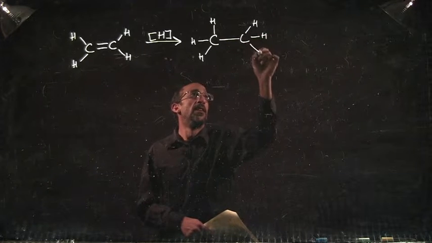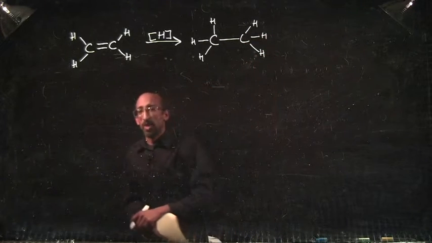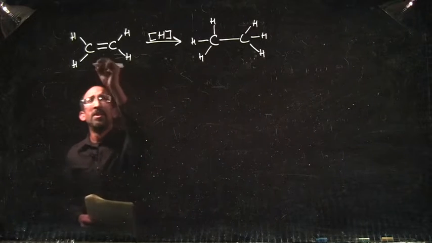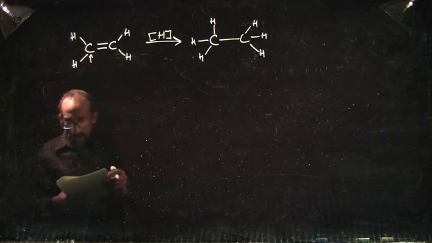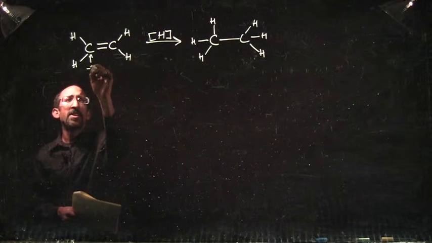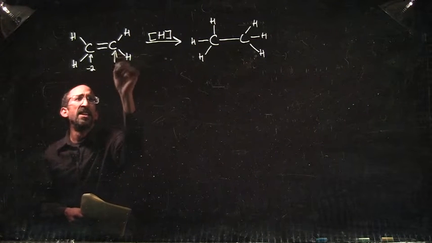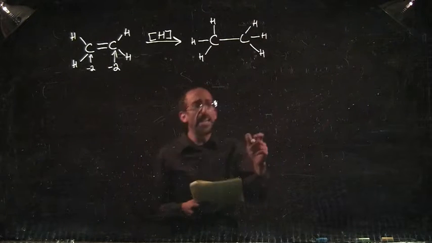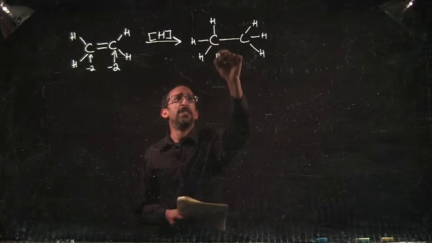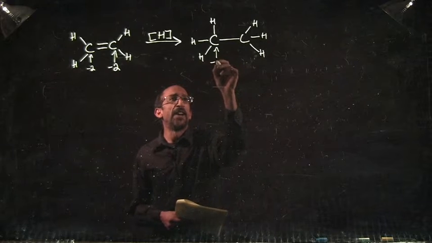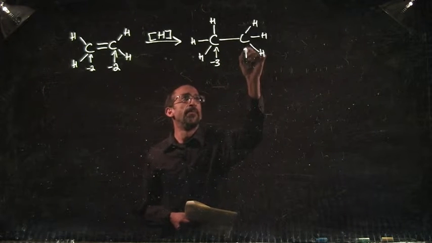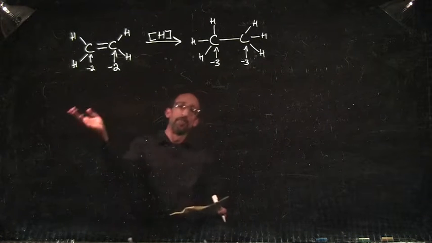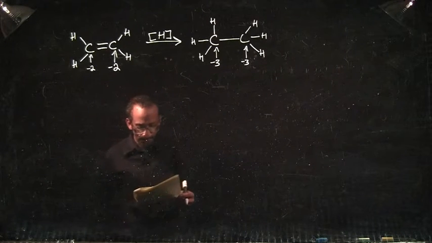By adding a molecule of hydrogen across that double bond. And if I go through and do my calculations for these carbon atoms, we're going to see that both of the carbon atoms in our alkene have an oxidation number of -2, whereas both of our carbon atoms in our alkane have an oxidation number of -3. Okay, and so that's a reduction. They have both gained electrons.